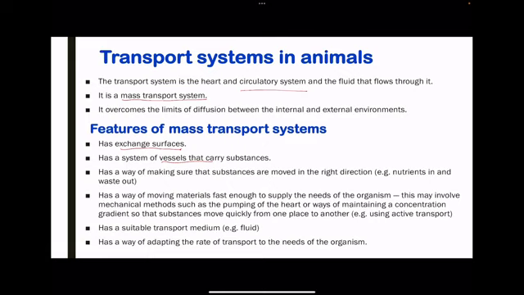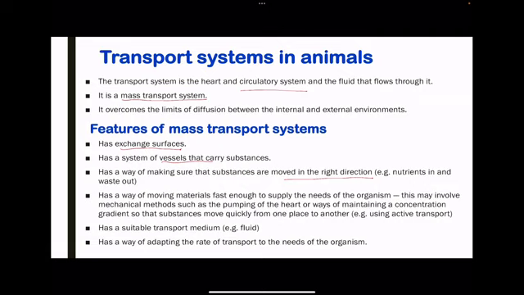These mass transport systems should also be good at making substances move in the right direction. So, for example, nutrients should be moving into the body and waste should be moving out of the body. This mass transport system should have ways of moving materials fast enough to supply the needs of the organism. And again, this is going to involve mechanical methods like, of course, the pumping of the heart to maintain the concentration gradient so that the substances move quickly from one place to the other.